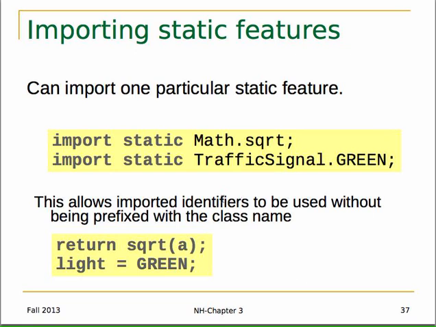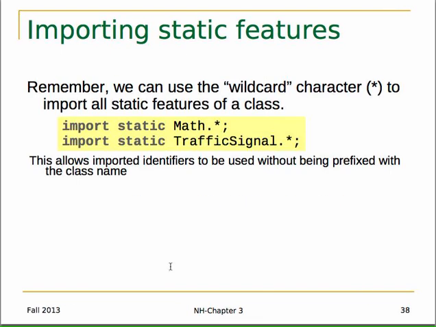You can import the Math.sqrt method as a static feature. Let's just say import static Math.sqrt, and from then on, the advantage of doing that is that you can just call sqrt without calling Math.sqrt. So if this code looks better to you, you might want to do an import static Math.sqrt. Same way with this new class that we're just setting up, you can import as a static feature TrafficSignal.green, and then you can just say light is equal to green. Makes our code look probably a little bit better.